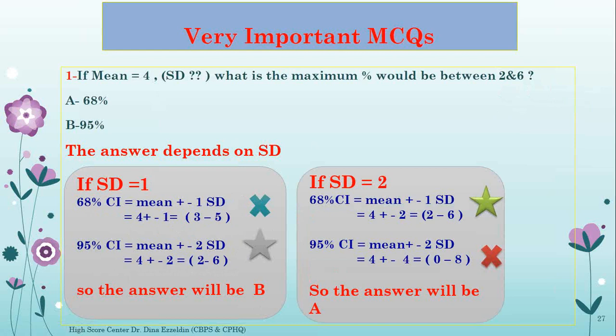Sorry, if the standard deviation was 2, the 68% confidence interval will be mean plus or minus 1 standard deviation. So 4 plus or minus 2, since 1 standard deviation here equals 2. So from 2 to 6, so this is the correct answer. And the 95% confidence interval equals mean plus or minus 2 standard deviations, which is 4. Plus or minus 4 equals from 0 to 8, it's a wrong answer.